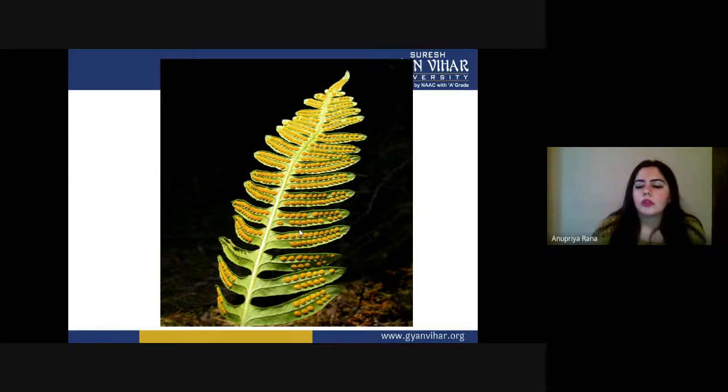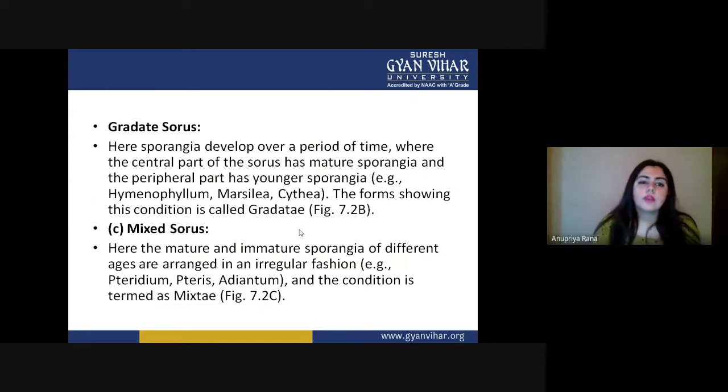This is a beautiful diagram. Gradate sorus is the second kind of sorus here. Here sporangia develop over a time period. A definite time period is required for sporangia development. Now, what happens? The central part of the sorus has mature sporangia, and the peripheral part has younger sporangia. They do not mature at the same time. The central part has maturity, but the peripheral part does not mature at the time the central part matures. So they remain younger, or you can say they develop later.